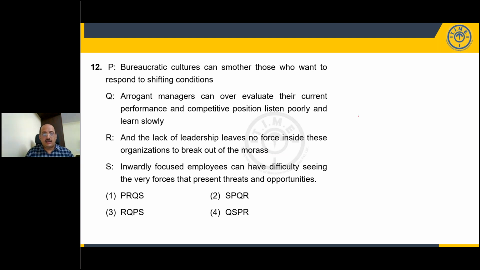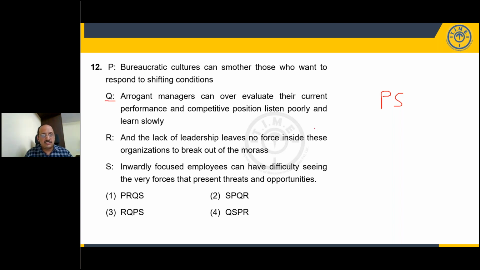So can I say P and S will come together? Yes, because bureaucratic cultures smother those who want to respond, and the lack of leadership leaves no force inside these organizations. Now, what would be my first line? Can it be P? Ideally, no, because first I have to talk about those managers and the employees, and then I can give you an overall idea of how to go about it. So, which would be my first line? Ideally, it would be line number Q.